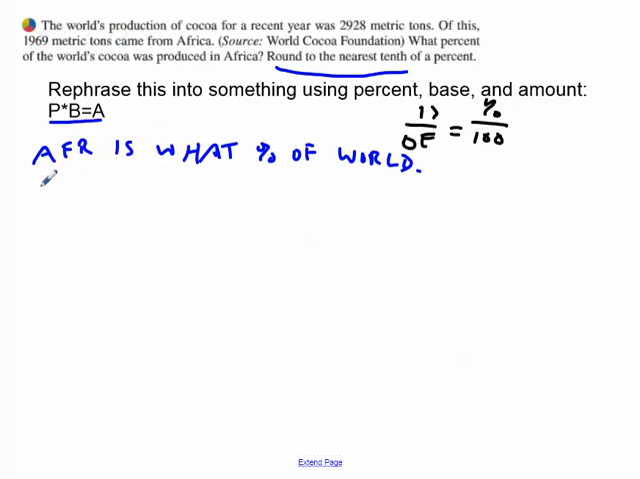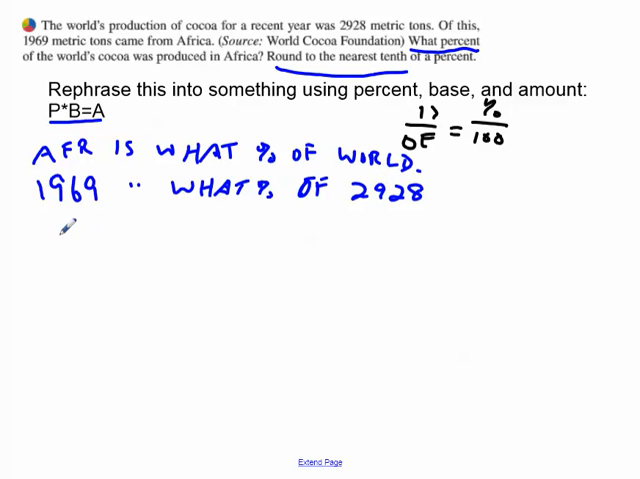If you can rephrase it that way, we can put in some numbers. What is Africa? 1969. Is what percent, that's what we're looking for. What percent of the world's cocoa was produced in Africa? What's the world? 2928. So 1969 is what percent of 2928?